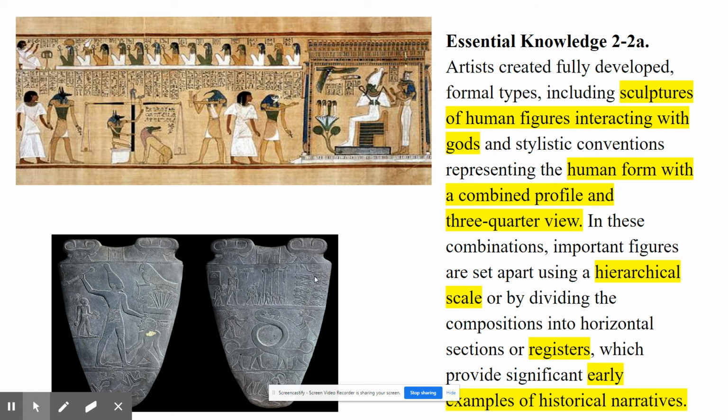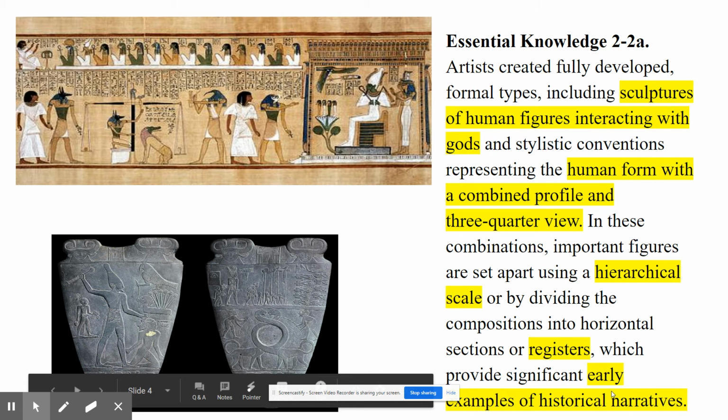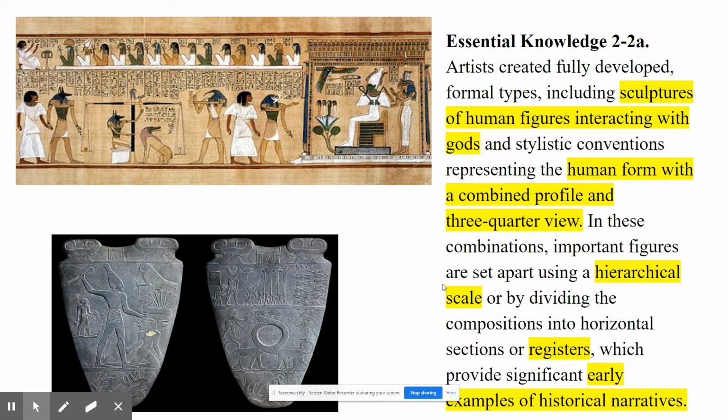There's also a significant emphasis on historical narratives, which is what we get with the Palette of Narmer, because it is depicting or documenting the unification of Upper and Lower Egypt. This up here is not a historical record. It's a Book of the Dead. It's how you get to the afterlife and through the afterlife successfully.